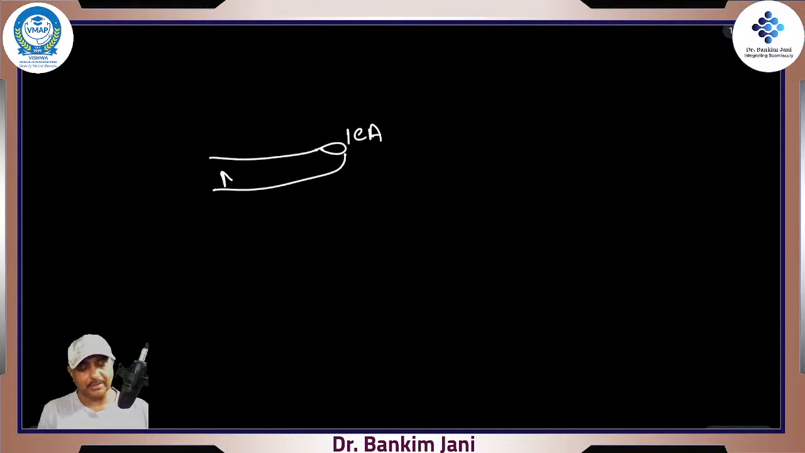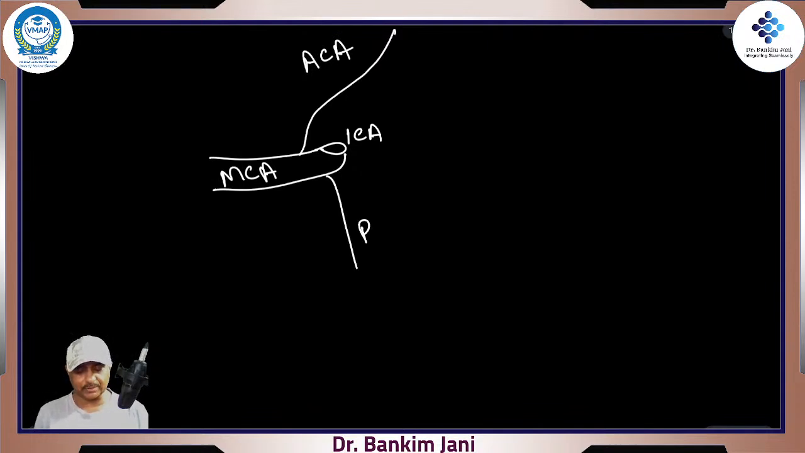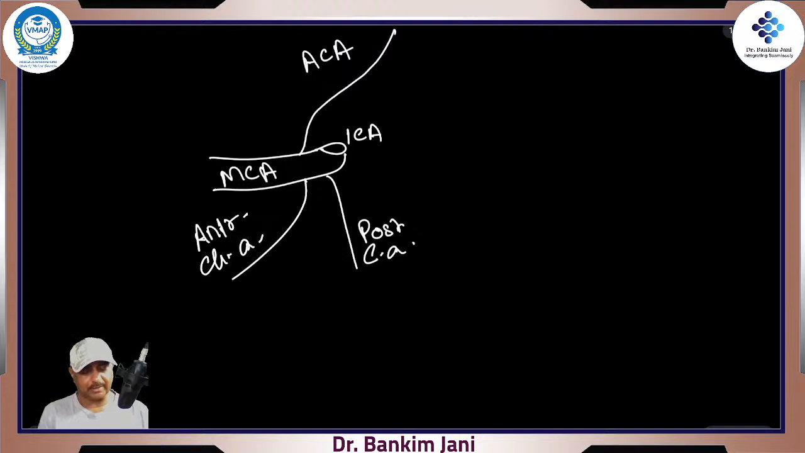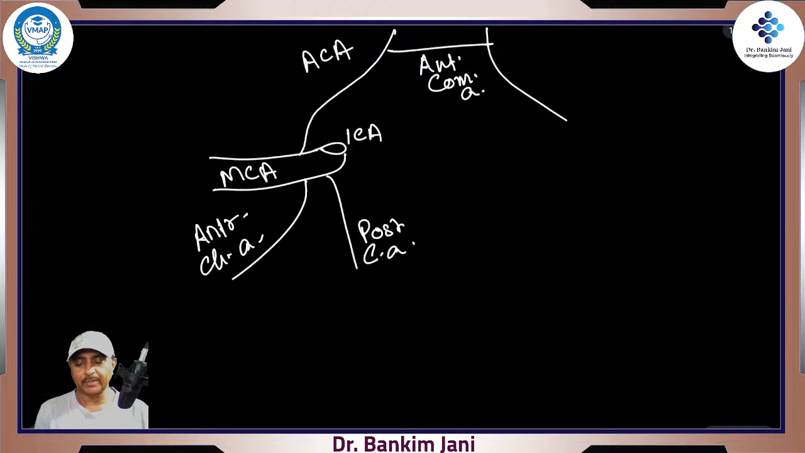This one is the middle cerebral artery. Then this one was the anterior cerebral artery. Then this one was the posterior communicating artery. Then this one was the anterior choroidal artery. Done? This is the anterior communicating artery. I've written all these things.